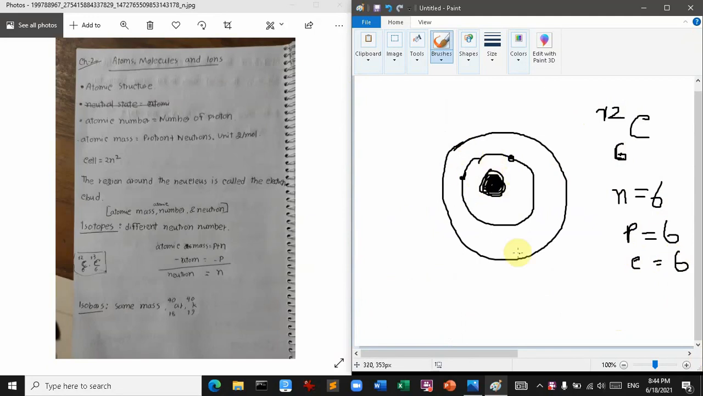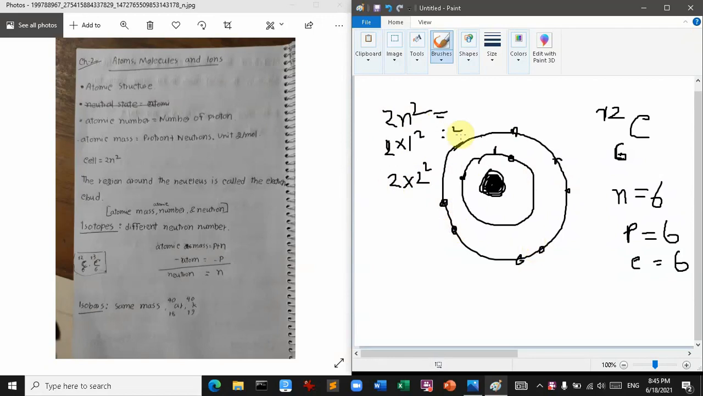In this atom there will be 6 electrons, but we don't know in each shell how many electrons there should be. There is a formula that tells us how many electrons a particular shell can hold. The formula is 2n squared, where n is the shell number and the rest is constant. For example, if n is 1, what will be the result? 2 into 1 squared means 2. So we can say that in the first shell, 2 electrons can be placed. What about the second shell? 2 into 2 squared is 8. In the second shell, we can have 8 electrons.